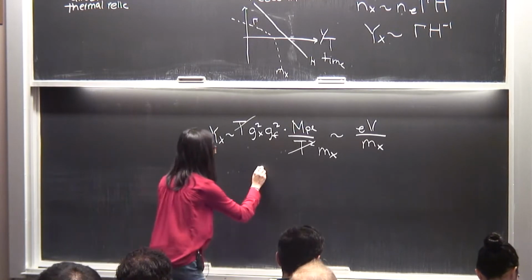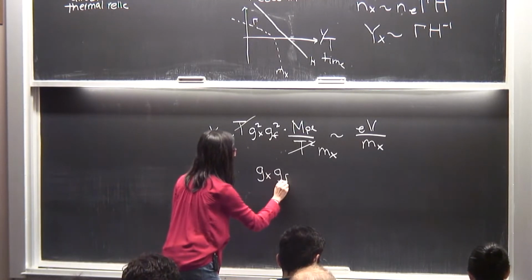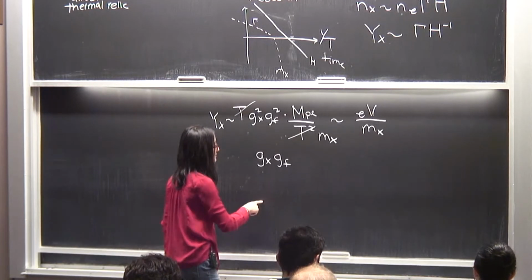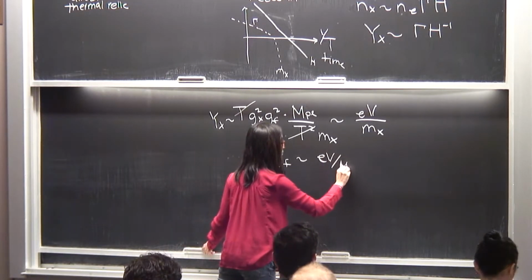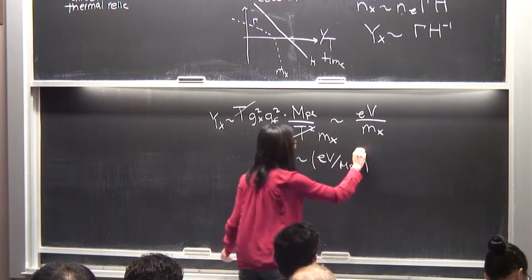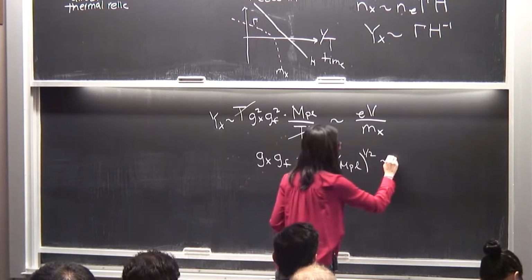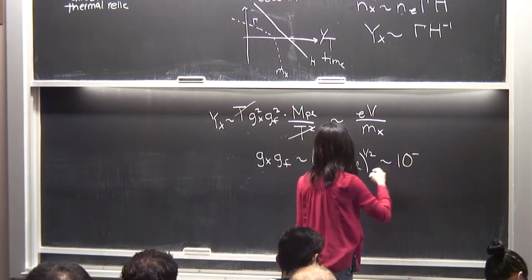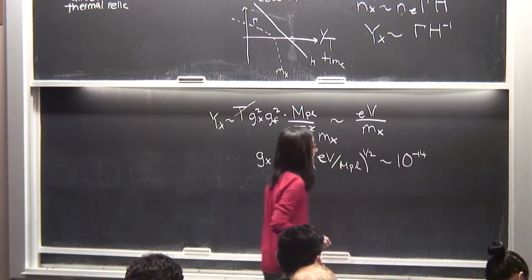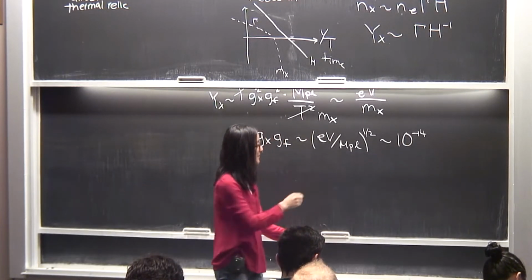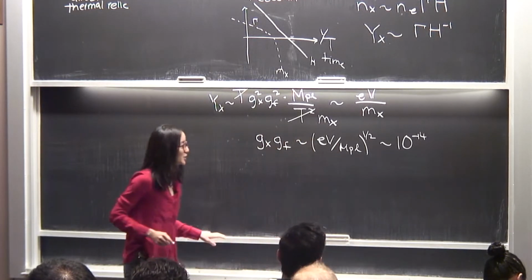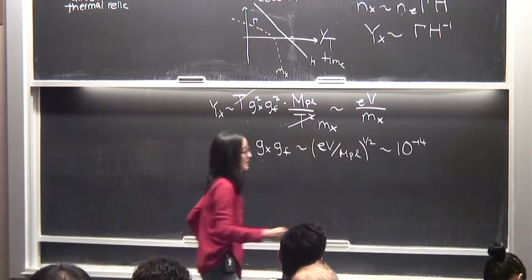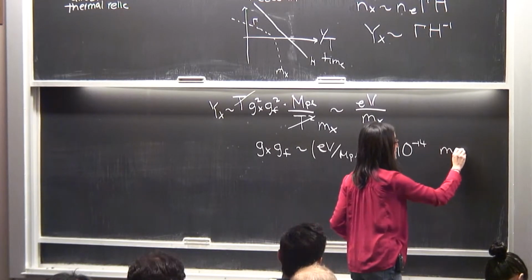So for freeze-in, I get that the product of the couplings has to go as the square root of EV over m Planck. And it's going to be of order 10 to the minus 14, but I dropped some order 1 factors, but it'll be in that ballpark. In reality, it's more like 10 to the minus 12 or so.